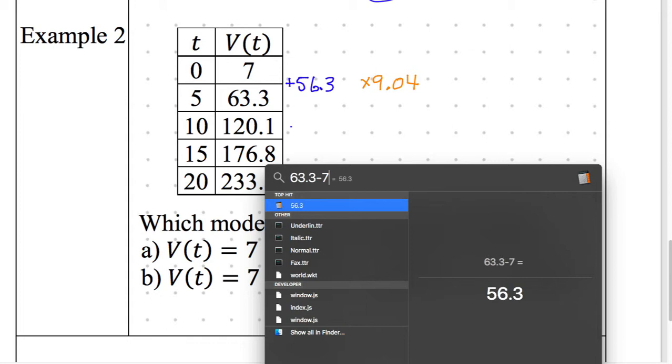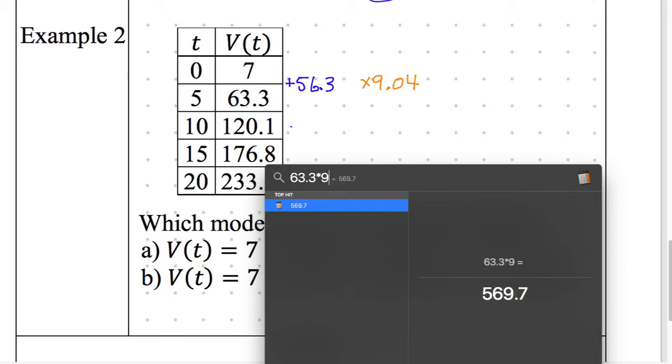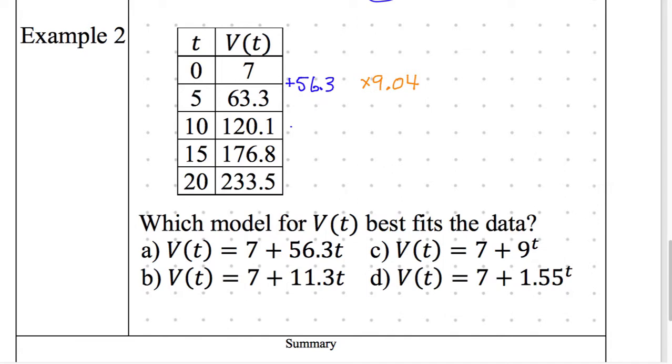None of them work, so I don't know. You have to choose one. Which one is closer? If I do 63.3 times 9, that is crazy off. That is so far off, it cannot be this one. So it is linear, right? It actually is linear. Yeah, that's right.